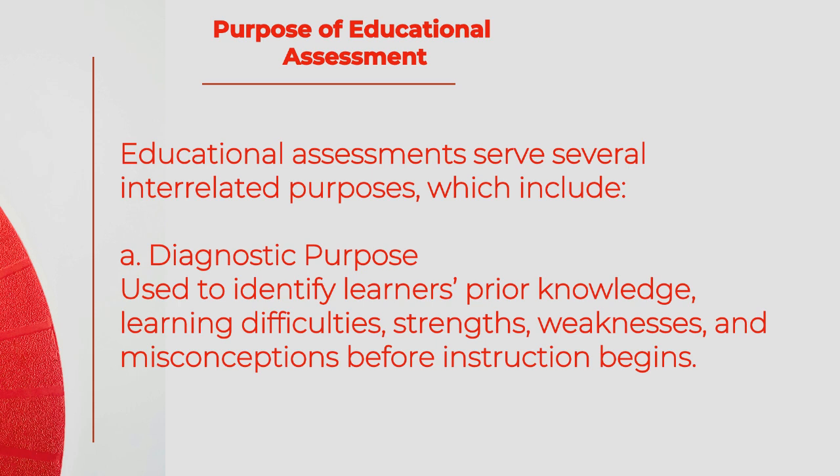strategies. C. Summative purpose. Used after instruction to make judgments about what you have achieved. Usually occurs at the end of a unit, term, or course. D. Placement purpose. Used to determine the appropriate level, stream, or course for you, e.g., entrance tests or streaming tests. E. Prognostic purpose. Designed to predict future performance based on current data. Often used in career counseling, talent identification, and admissions.